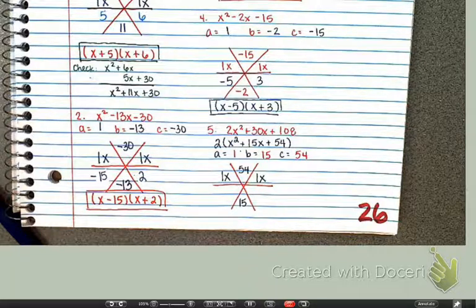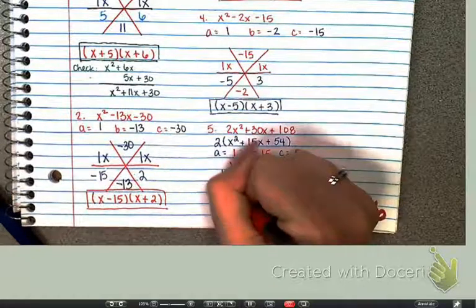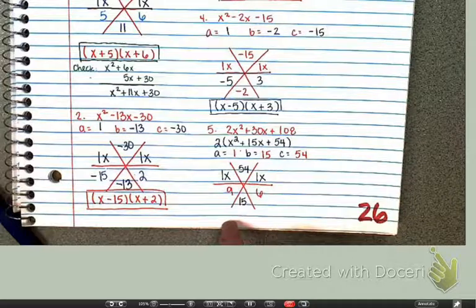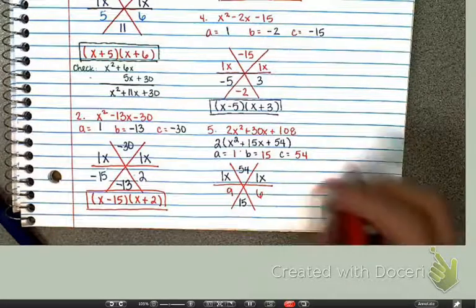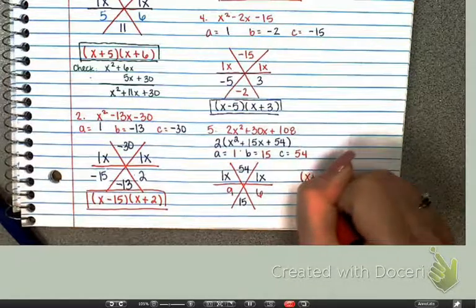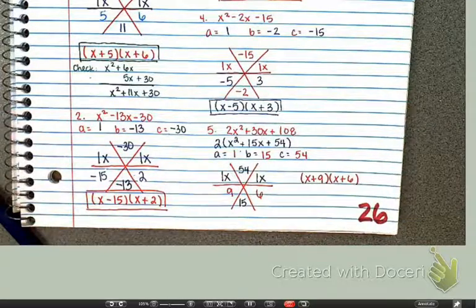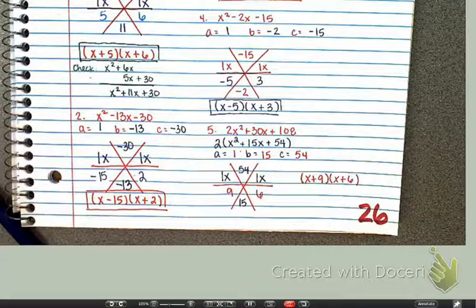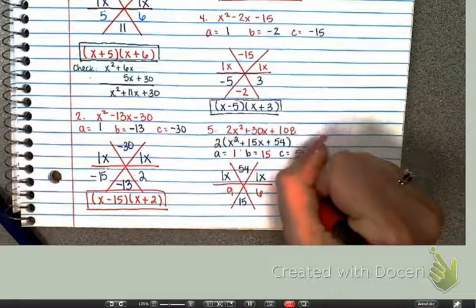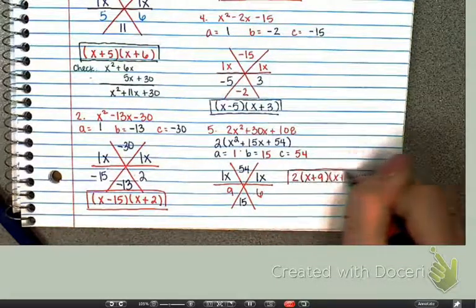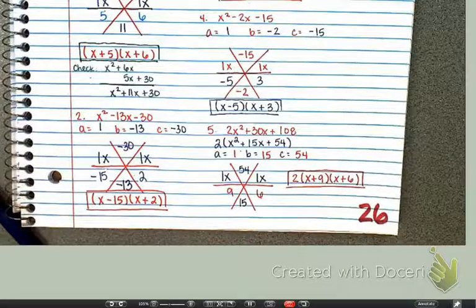Everyone think they have it? Connor, what'd you get? 9 and 6. 9 times 6 is 54. 9 plus 6 is 15. Okay. Now, when I write this out, I have x plus 9 and x plus 6. You think there's anything else I need to add to that? A 2. Because I pulled the 2 out to begin with, so that 2 has to stay out front. Okay, that's super important. So if you pull out a GCF, it has to attach to your final answer at the end.